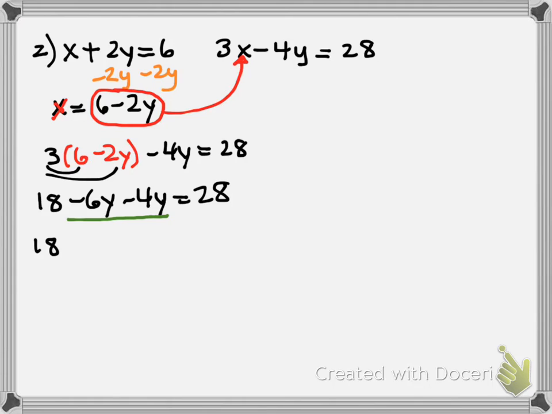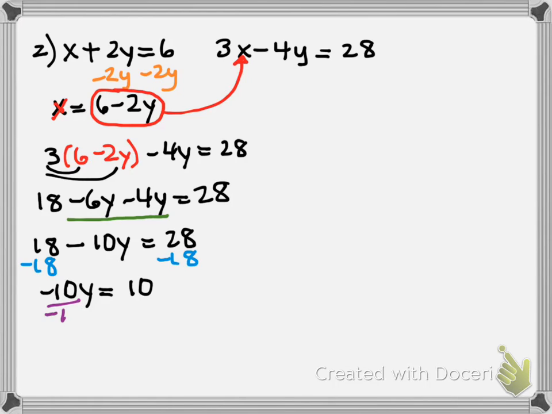So I get 18, signs are the same, so I add, and I get negative 10y equals 28. Now I need to do inverse operations to get the constants together, so I'm going to subtract 18 from both sides, and I get negative 10y equals 10. And then last is I'm going to divide both sides by the coefficient of the y, that negative 10, and I get y equals negative 1.